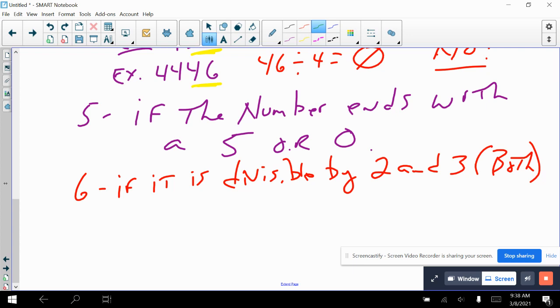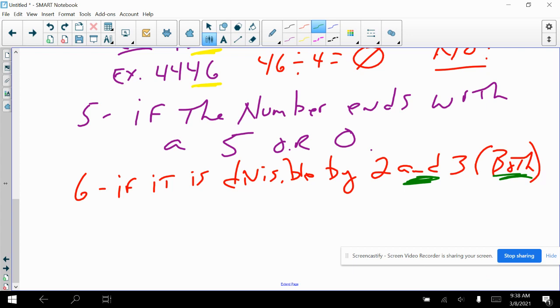Okay, Colleen alluded to this earlier. Now 6, it's already done for you. What's the key word there in that definition, Colleen? Yeah, "and" or "both." That is correct. It has to work for both 2 and 3.